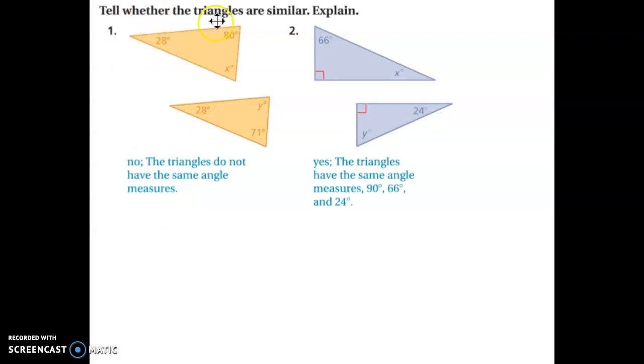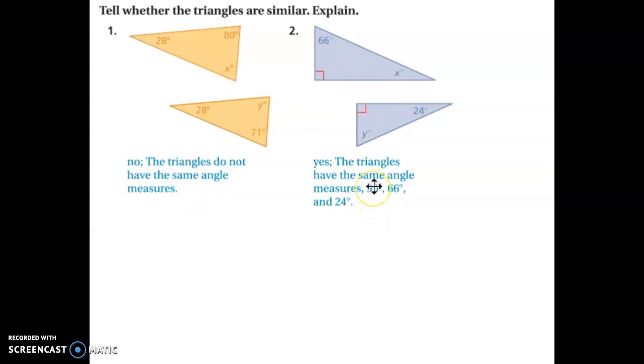All right, so tell whether the triangles are similar. No, the triangles do not have the same angle measurements. So these yellow ones in the first example, they are not similar. Now these two are similar because they have the same angle measurements.